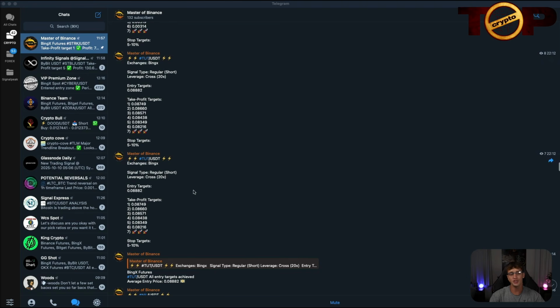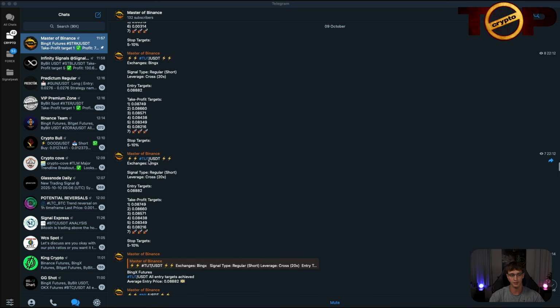Let me share this trade with you on TradingView, show you how it's laid out and how you'll be implementing it. The pair we'll be trading is TUT to USDT on the exchange BingX. This will be a short trade with a cross leverage of 20x. It gives you your entry targets and all of the take profit targets. Your stop loss is 5 to 10%. But I'll be showing you how to put all of this into TradingView.